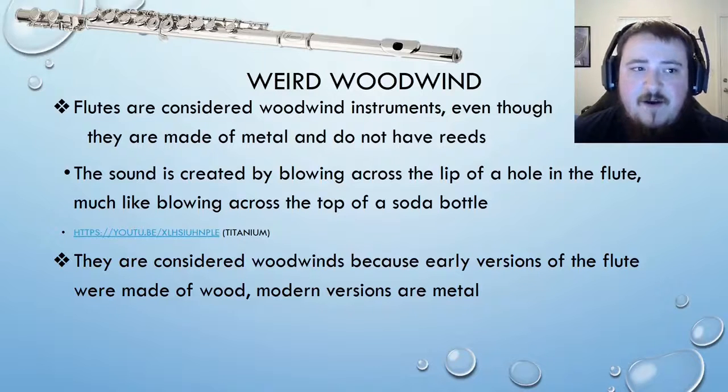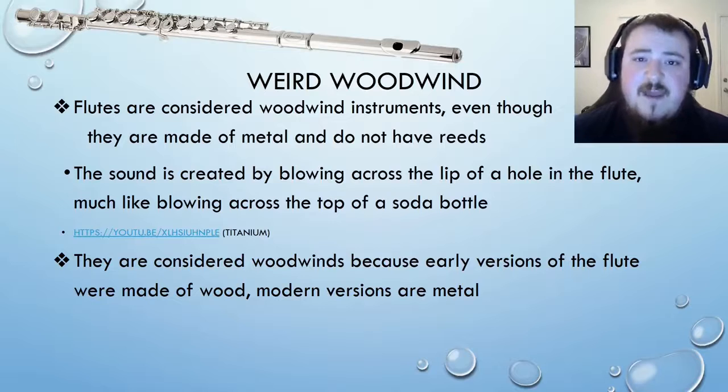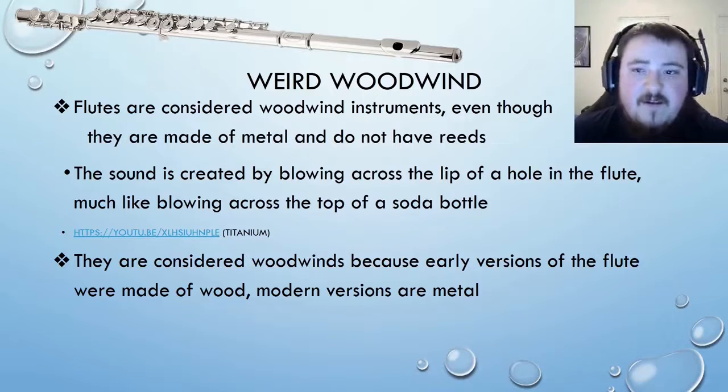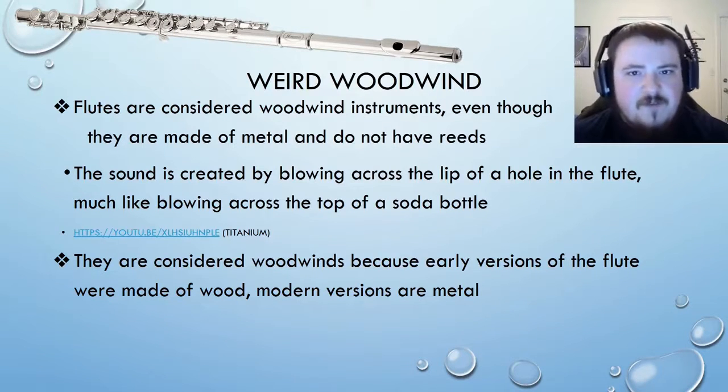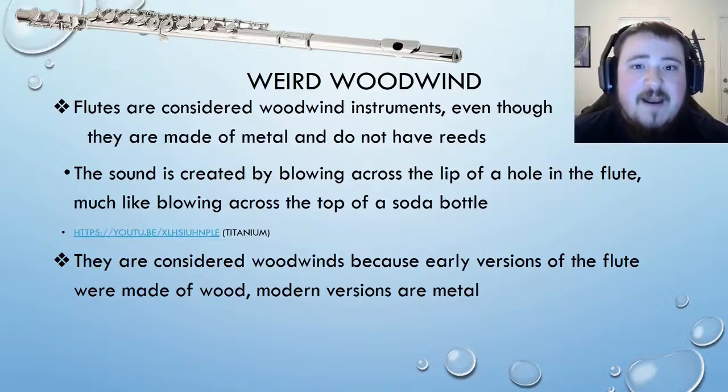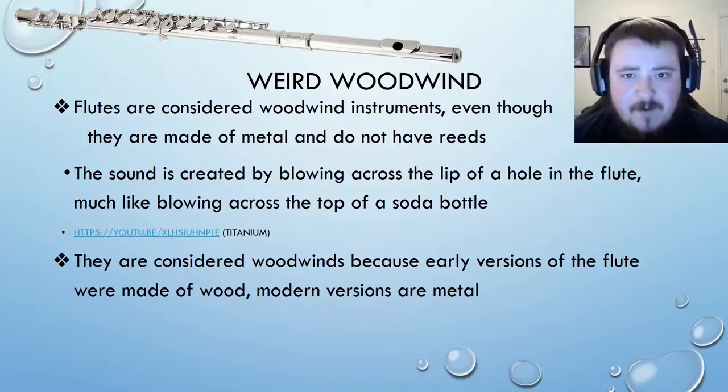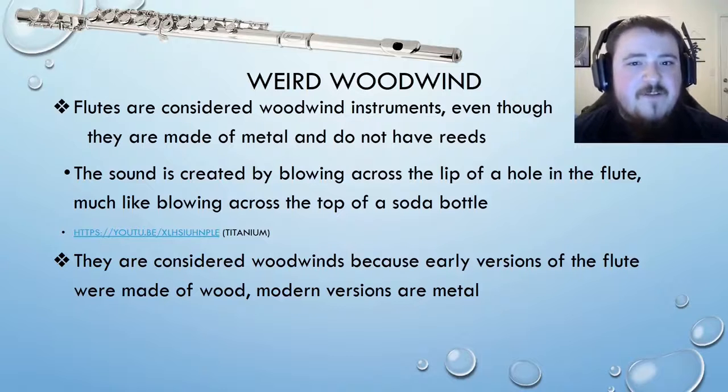and they are woodwinds, but they're made out of metal and don't have reeds. They're considered a woodwind because early versions of flutes and some cultural versions of flutes that we'll look at in the future were made out of wood. Now, modern versions are metal because a metal flute has a lot sharper of a sound. It changes the timbre a little bit and it makes it a lot easier to be heard.